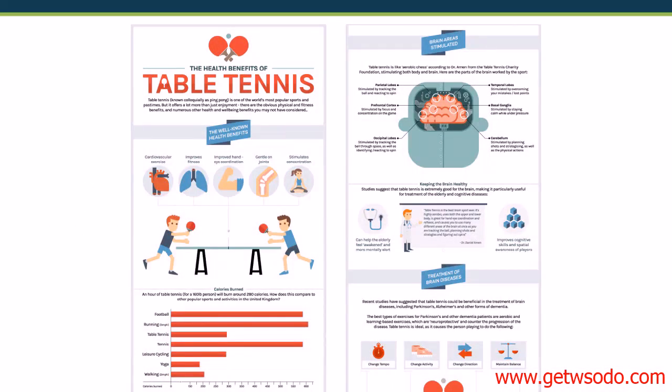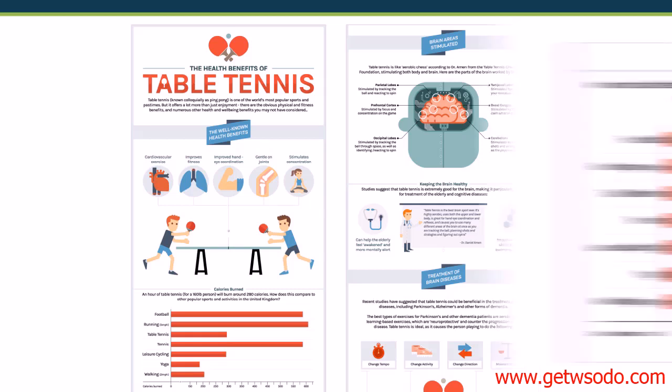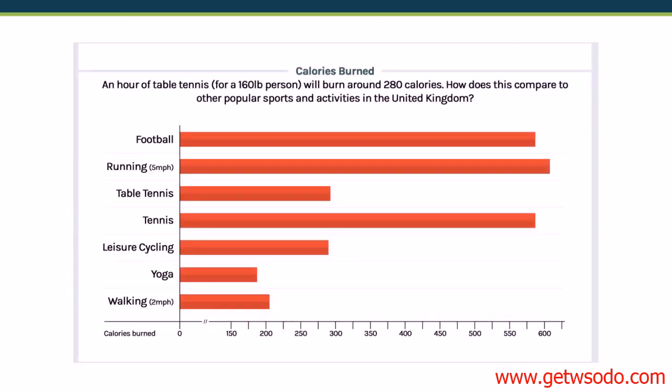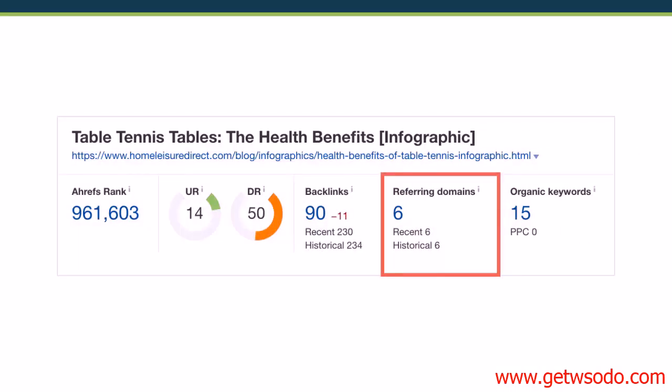This table tennis infographic is a Trusty infographic that an SEO That Works graduate recently published. Now, on the surface, this might look like a 100% informational infographic, but it has an angle. The angle is that table tennis isn't just a game to kill some time. It's a legitimate sport that's comparable to other forms of exercise like yoga and walking. And this infographic performed really well.